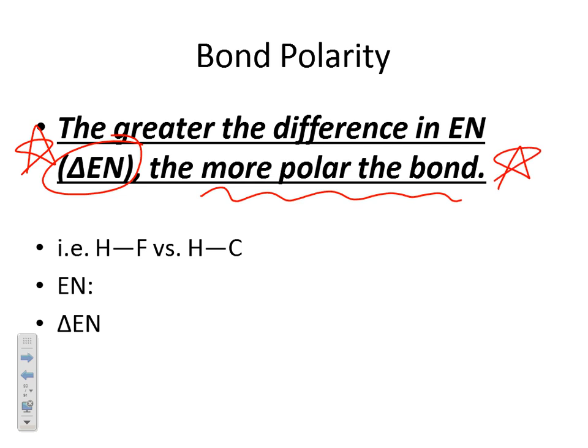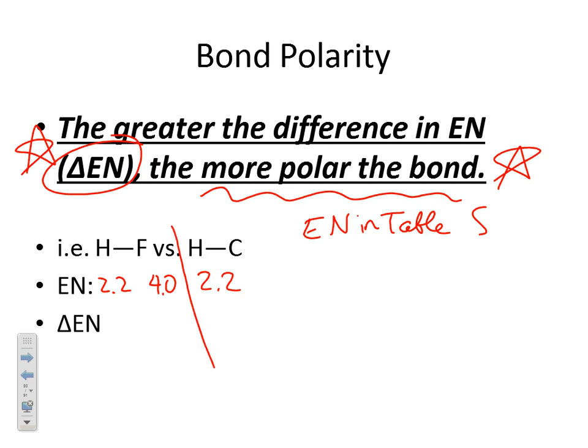So for example, we have two bonds here, HF and HC. In order to work out which bond is more polar, what you first do is look up electronegativity in Table S. The electronegativity of H is 2.2, and we have hydrogen in each of those. The electronegativity of fluorine, though, is 4.0. Fluorine is the most electronegative element on the periodic table. It's awesome at hogging electrons. That's what it does. No other element quite comes close. And then the electronegativity of carbon is just 2.6.